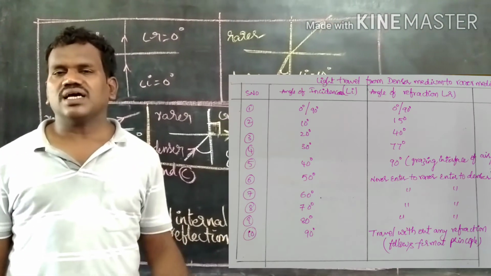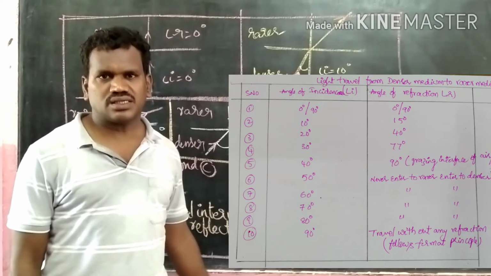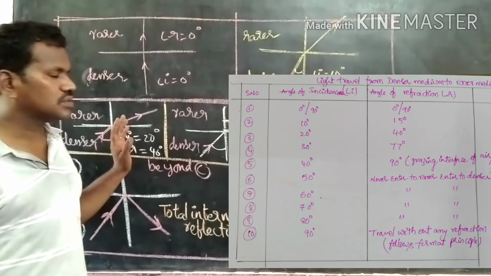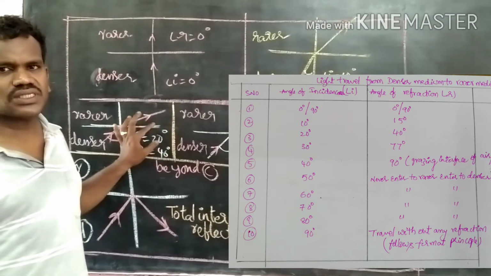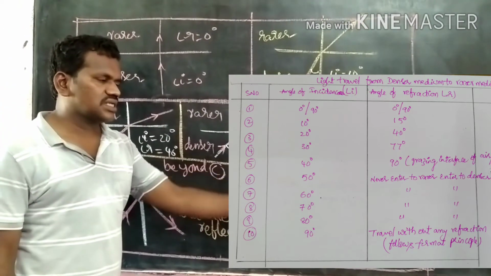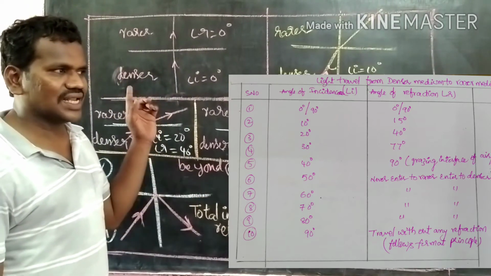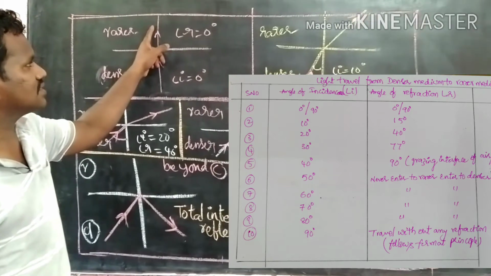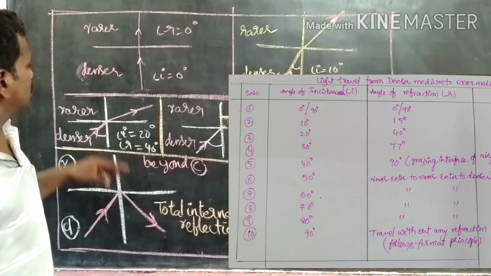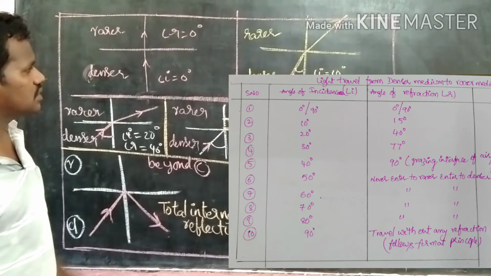Already we did the activity now. From the activity we got the table. From the table we are going to draw graphical representations. In case 1, angle I is equal to 0, angle R is also 0. Means when the light ray strikes the surface at 90 degrees, there is no refraction, either it travels from denser to rarer or from rarer to denser.